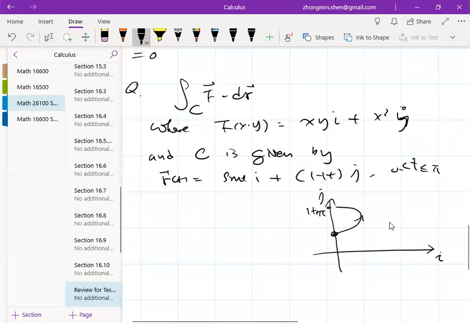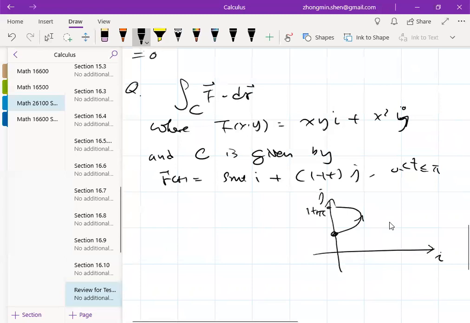Okay, from here to here. All right, so how do we solve the problem? Right, we use parameterization. This is a formula you can get. And is there any other method that can solve the problem?